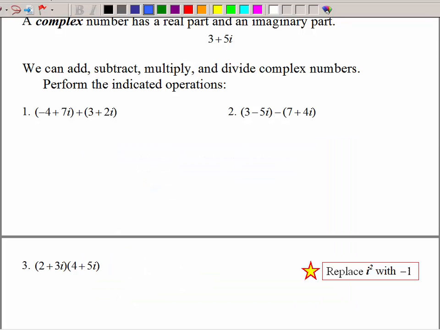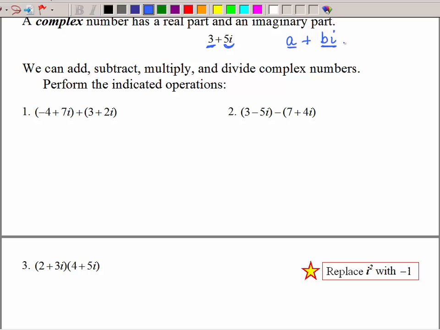So what we're going to do today is learn how to add, subtract, multiply, and divide what's called complex numbers. A complex number has a real part, which are all the numbers you learned up until today, and then what's called the imaginary part. It's written a plus bi. a is the real part, and bi is the imaginary part.